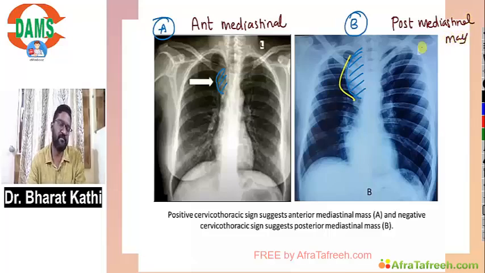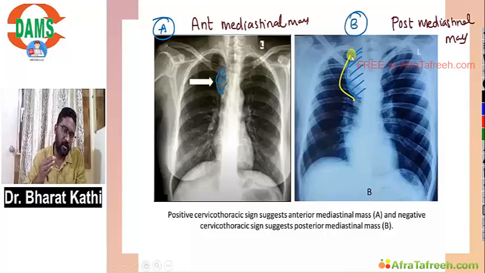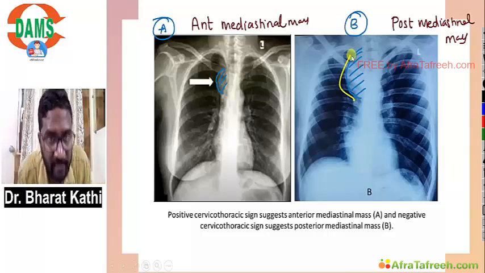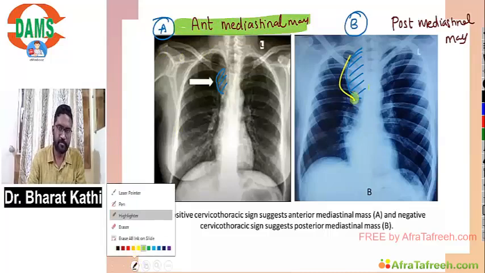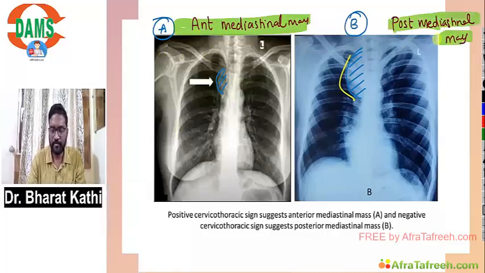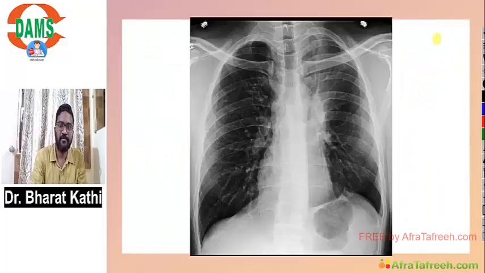So this is in simple words regarding the cervicothoracic sign. If it is extending above the clavicles, maybe it is posterior. If it is not extending above the clavicles or is not properly visible above the clavicles, it is anterior mediastinal. This is referred to as a positive cervicothoracic sign. Here are more X-rays for you to understand.